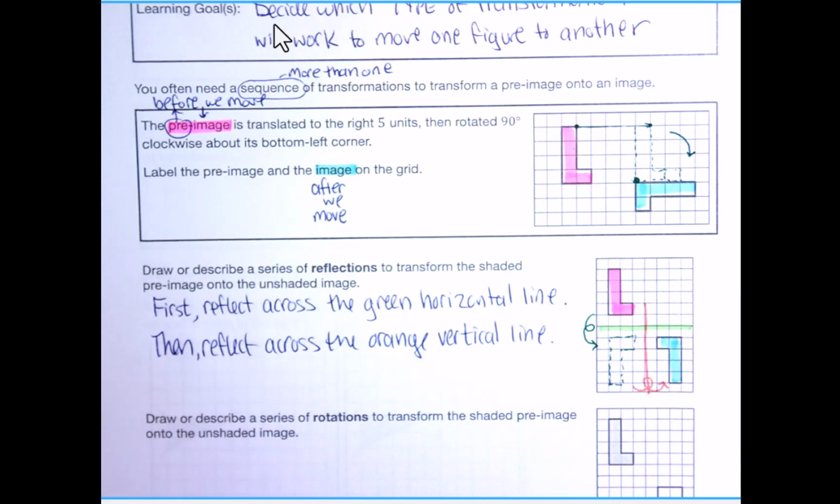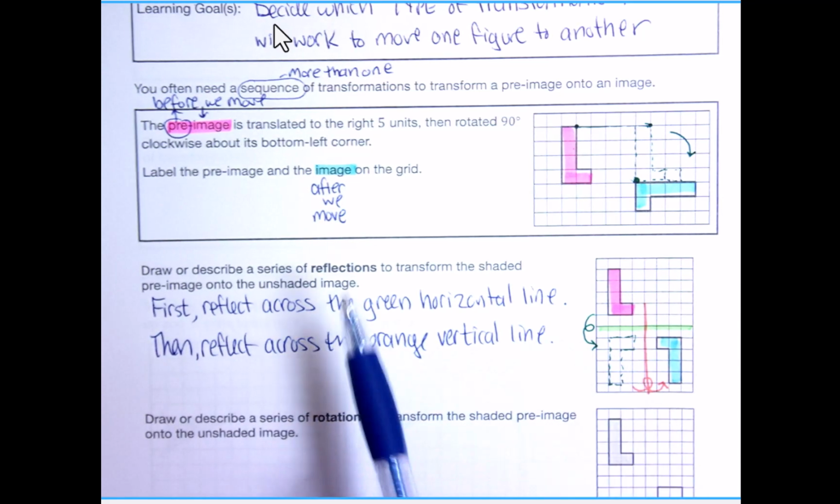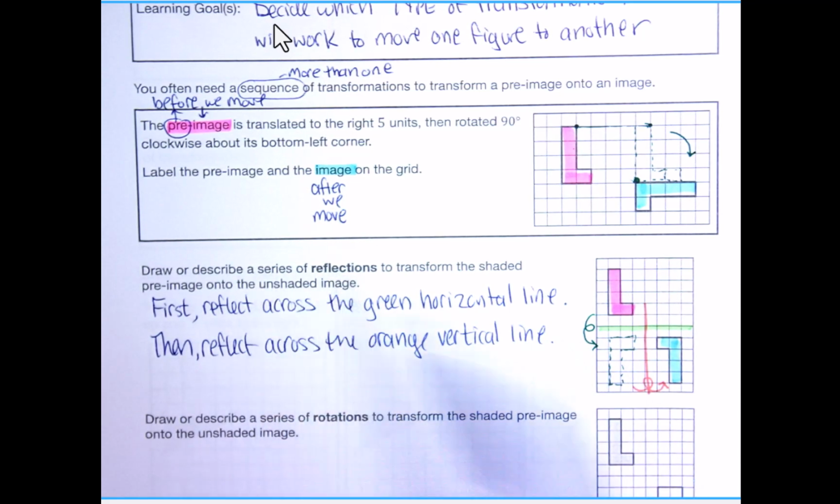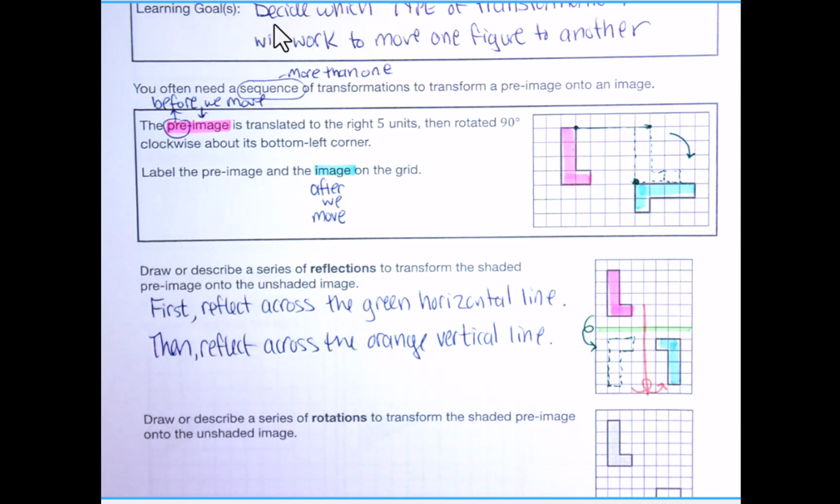So that's a sequence of transformations, a sequence of reflections, or a series of reflections. I had to do more than one. This next example, we've got our pre-image right here. That's before we make any moves. And our image over on this little L. We're asked to describe a series of rotations this time.